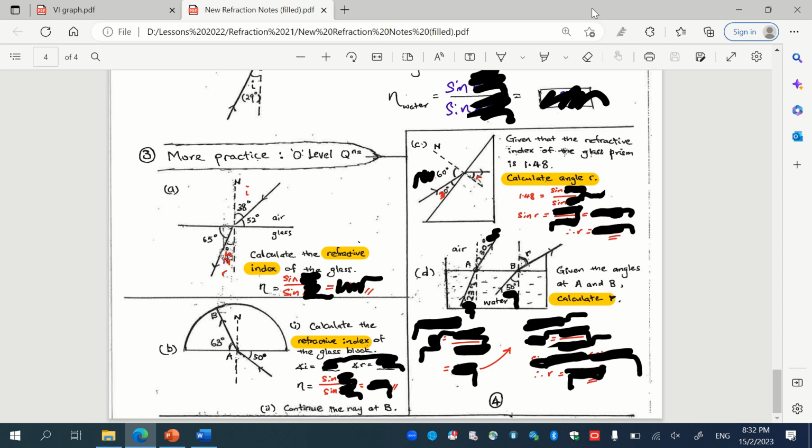Okay, hi, for the 5 Harmony students who missed today's lesson, today, 15th of February, the one period lesson, I would like to continue on this second part of refraction, which is tested in your WA1.